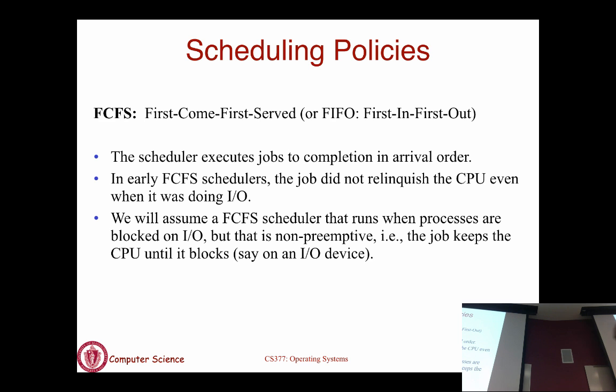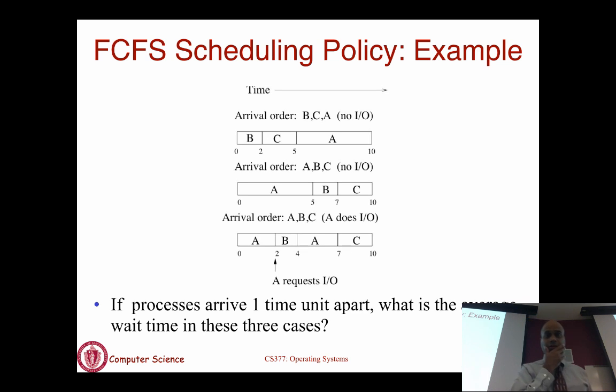So let's talk a little bit about pros and cons. Well, first let's do an example, then we can talk about pros and cons. Here are 3 scenarios shown in this picture. You have jobs that arrive in order B, C, and A. There's no I/O in that scenario. So you'll run job B. Its length is 2 units, so it runs all the way through completion. Then you run C, and then you run A, because that's the order in which they arrived into the system. That's the order in which the user started them up.